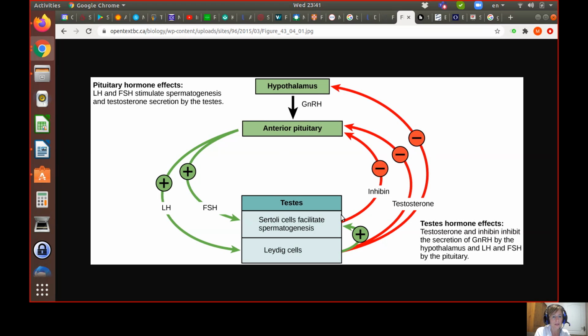A negative feedback system occurs in the male with rising levels of testosterone acting on the hypothalamus and also the pituitary gland to inhibit the release of gonadotropin, and then also FSH and LH, because you know they're all connected.